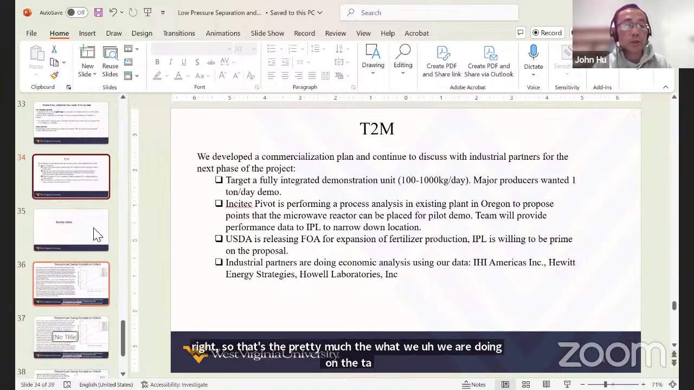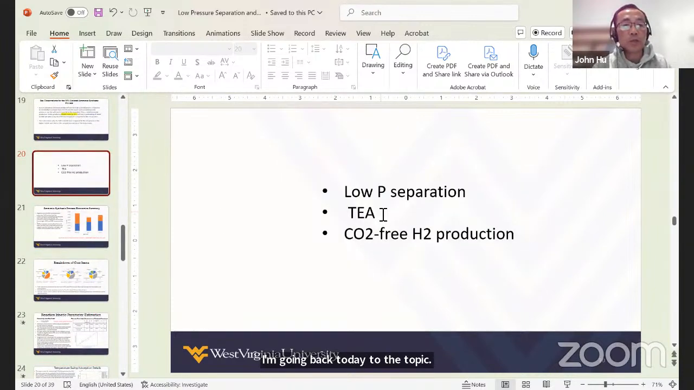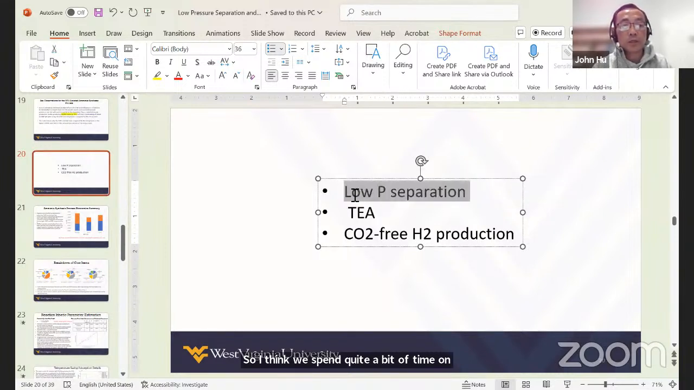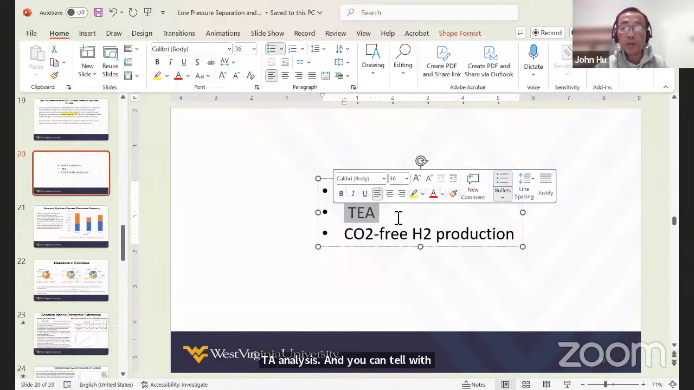Before I shift to the next section, I'm going back to today's topic. We spent quite a bit of time on the TEA. We lectured on low pressure separation, which has 4 different cases. The low pressure separation can be tied with low pressure microwave. That's how you come up with a TEA analysis, and you can tell that with microwave ammonia synthesis and also low pressure separation, we can outperform Haber-Bosch. Which means the technology will achieve better economics than Haber-Bosch. That's what you want. Otherwise, if you don't produce ammonia comparable with Haber-Bosch, nobody cares about your technology. So you have to be really careful.